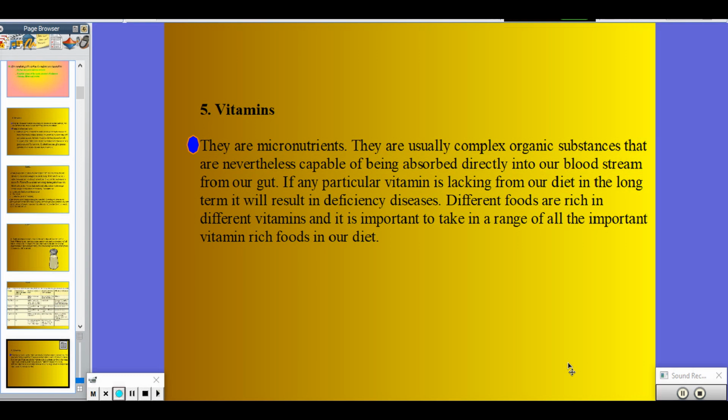in a balanced diet is vitamins. They are micronutrients. They are usually complex organic substances that are nevertheless capable of being absorbed directly into our bloodstream from our gut. If any particular vitamin is lacking from our diet, in the long term, it will result in deficiency disease. Different foods are rich in different vitamins, and it is important to take in a range of all the important vitamin-rich foods in our diet.